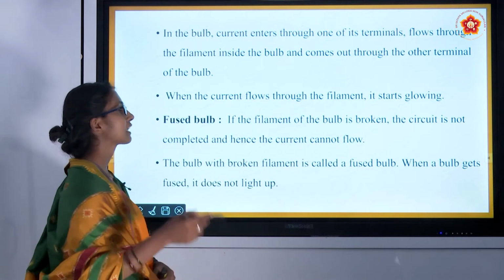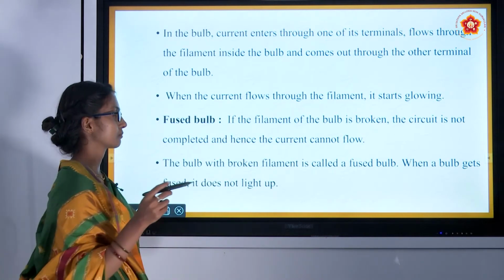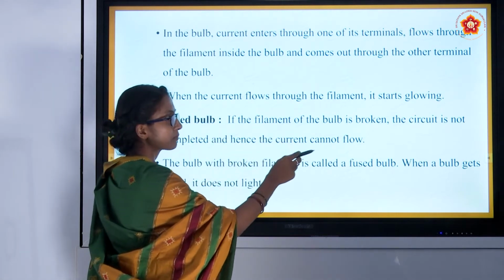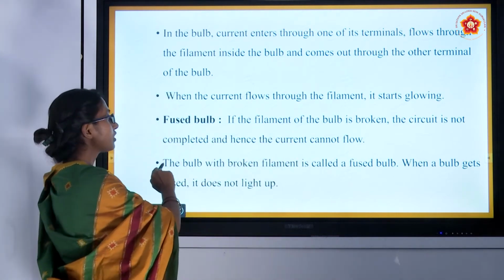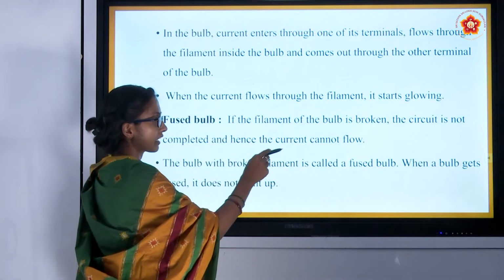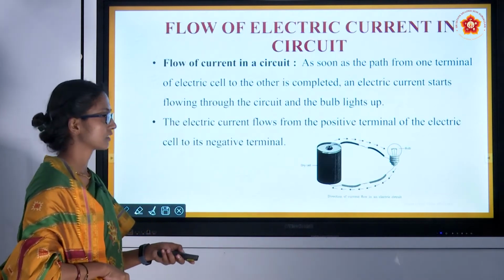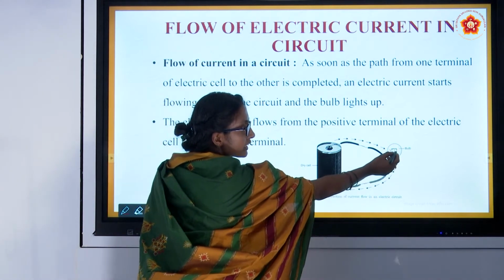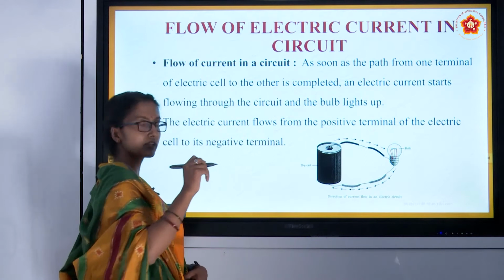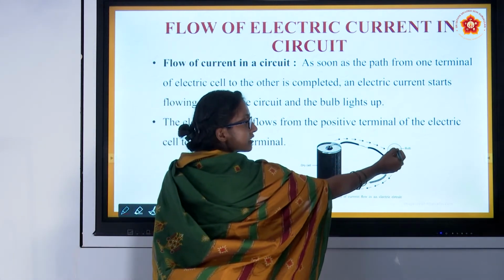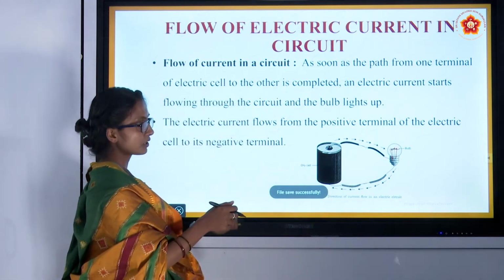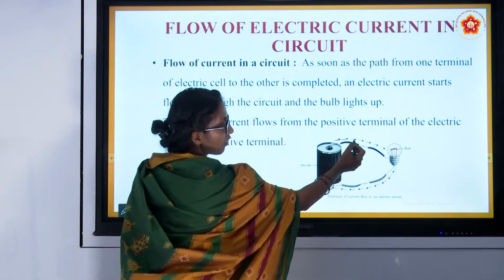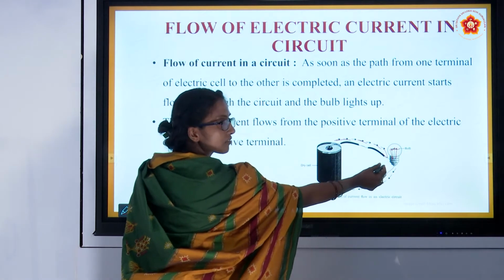Fused bulb. In the last class I also discussed a bit about the fused bulb. If the filament of the bulb is broken, the circuit is not completed and hence the current cannot flow. You know very well that the positive and negative ends of the bulb are connected by this filament. If the filament breaks off, then the flow of current will stop here itself.